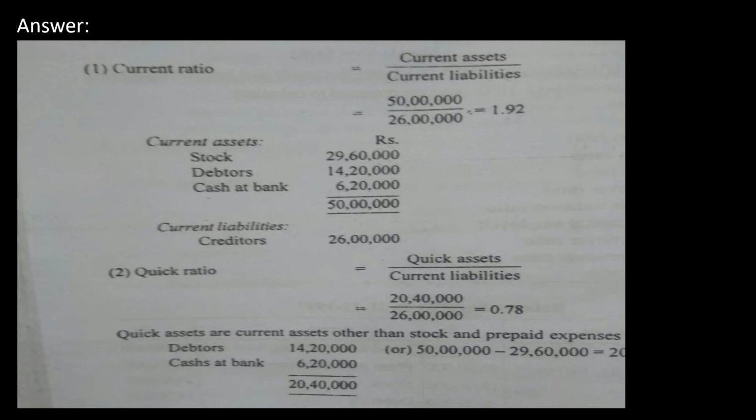Then quick ratio. Quick ratio is nothing but quick asset by current liability. My quick asset is already there, 20 lakh 40,000. Quick asset is nothing but current asset minus stock and prepaid expenses. So 20 lakh 40,000 divided by 26 lakh will give me 0.76. So that is my quick ratio. Now, next slide.